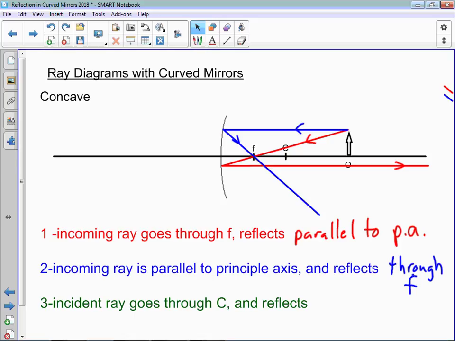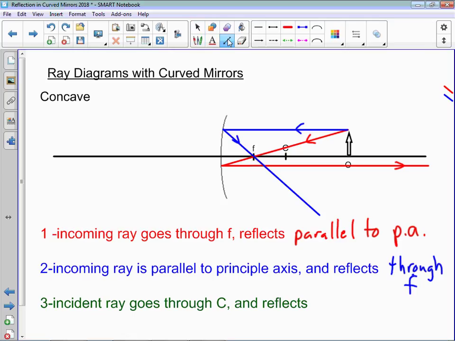So if that's true, then I should be able to pick any light ray, and the light ray I'm going to pick as a third one that will go through that same point is the one going through the center of curvature. So remember what we talked about a little bit earlier, that any light ray that goes through the center hits a circle at 90 degrees. So if it's hitting the circle at 90 degrees, it's going right along the normal. So the angle of incidence should be 0, and therefore the angle of reflection is also 0.